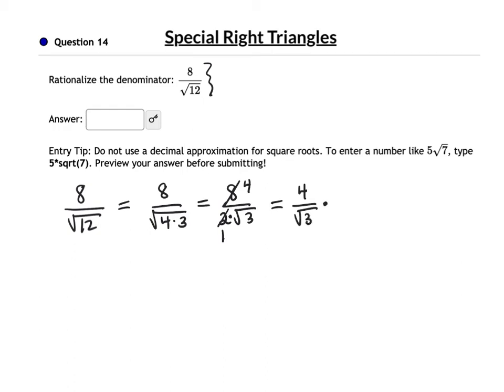Now I can rationalize. Take the root, whatever it is, make a 1 with it. Root 3 over root 3. 4 times root 3 is 4 root 3. Root 3 times root 3 is root 9, and the square root of 9 will be 3. So the correct answer is 4 root 3 over 3.